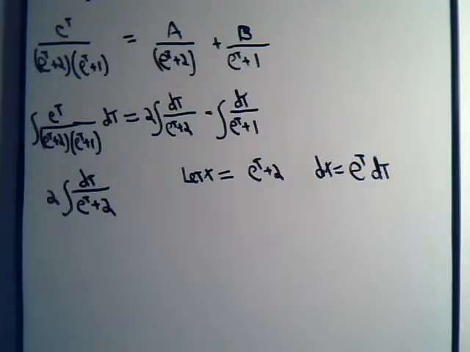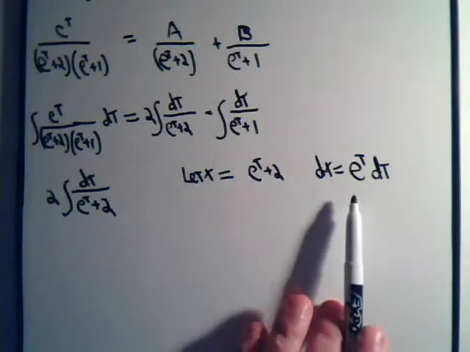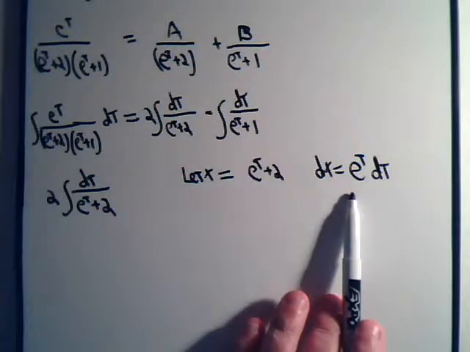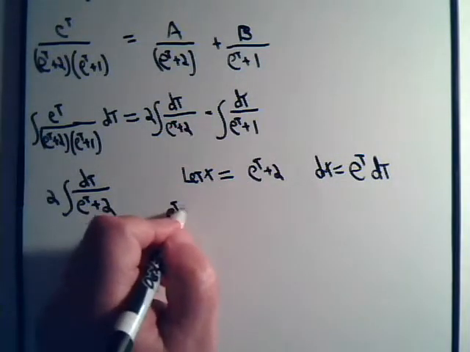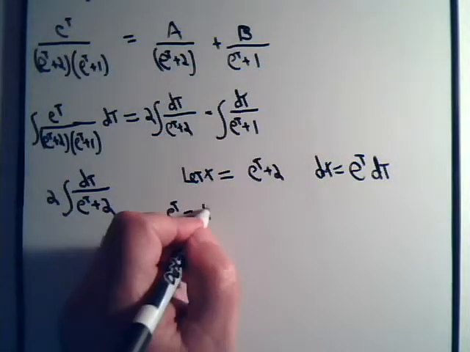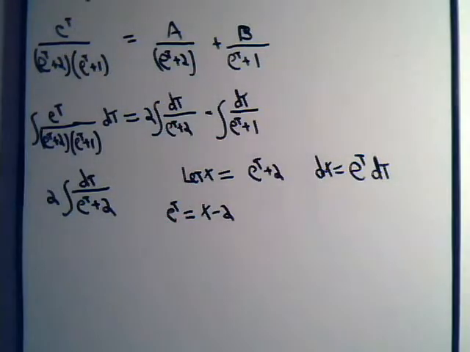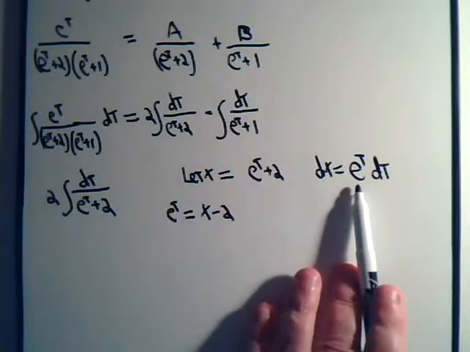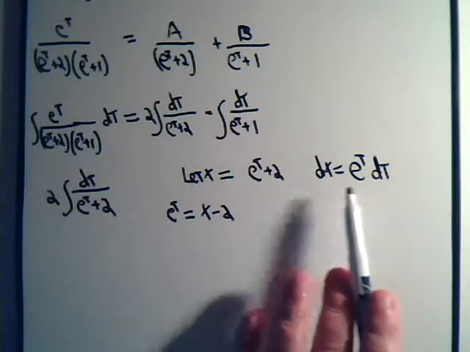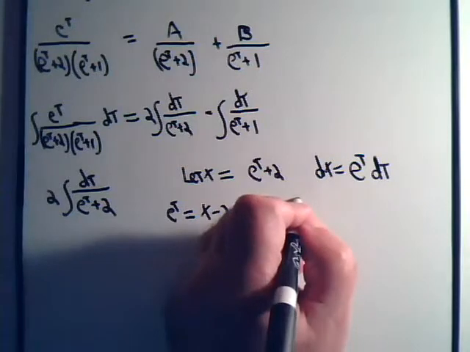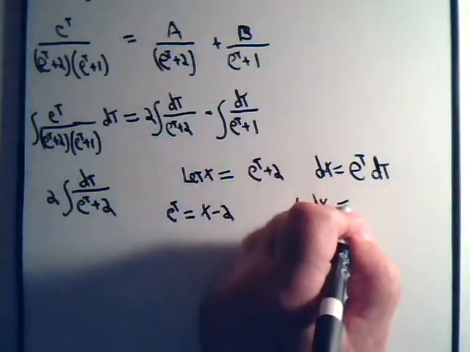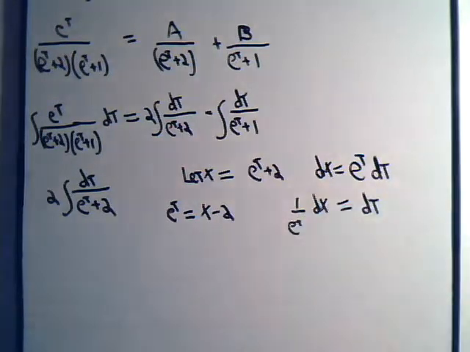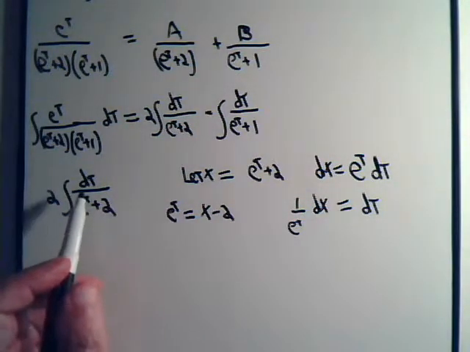Okay, but let's see, we can get rid of that by dividing by e to the t. Okay, e to the t equals x minus 2. Now, if I divide this by e to the t, and divide this by e to the t, I would have 1 over e to the t dx equals dt, and that's what I want to get the substitution for.